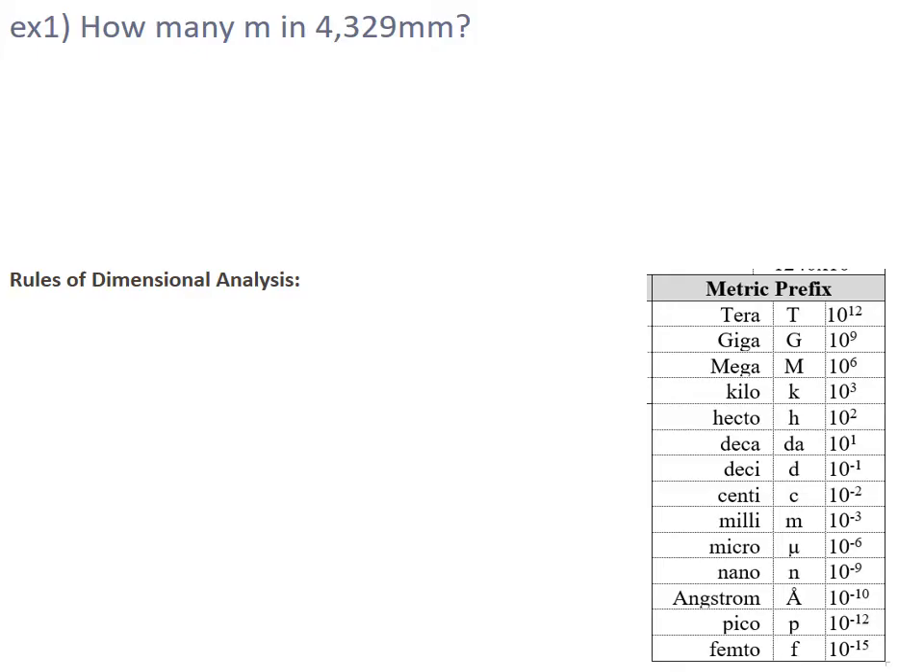Example 1. How many meters in 4,329 millimeters? I start all these questions the same way. I write down the given. So 4,329 millimeters is the first thing I will write down on my paper. Second step, I always draw a large set of brackets.